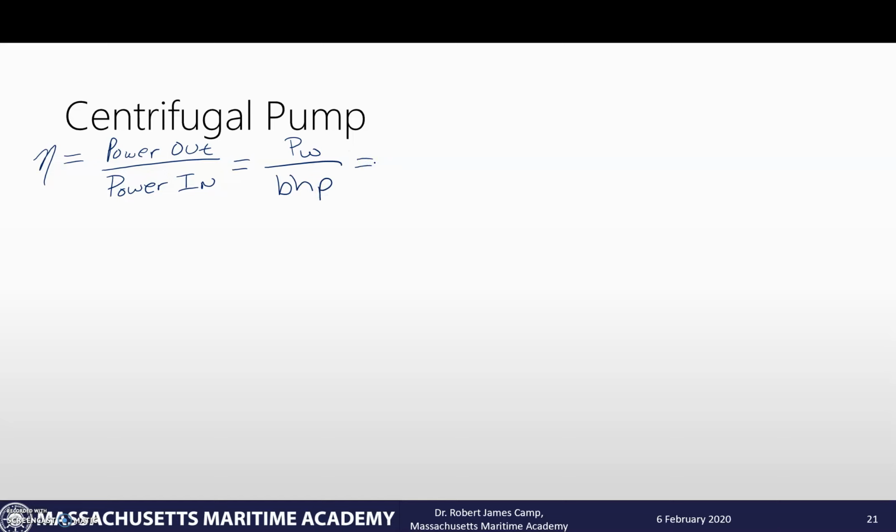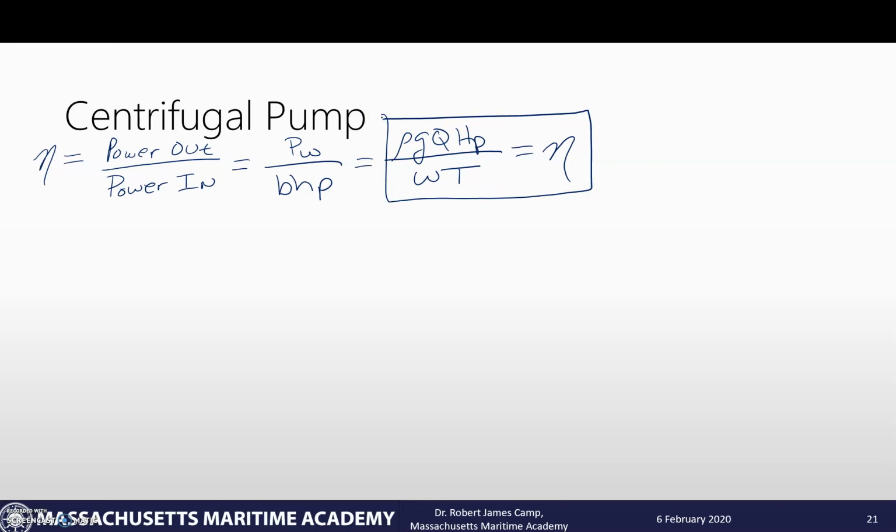So now if I look at that, the water horsepower is rho g q, whatever the Bernoulli head of the pump is, divided by omega t. And so this will give us the efficiency of our pump.